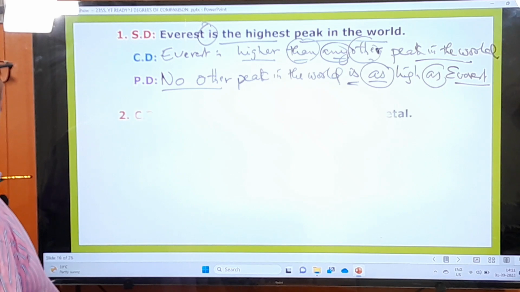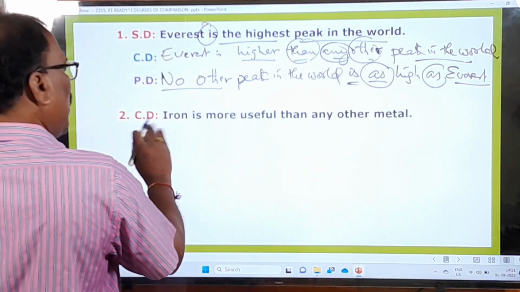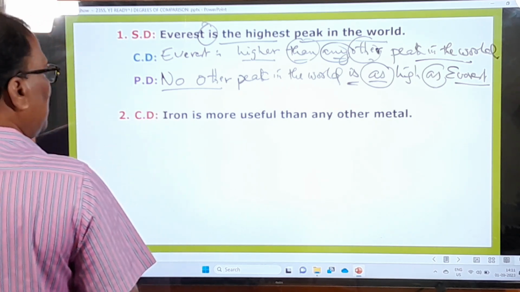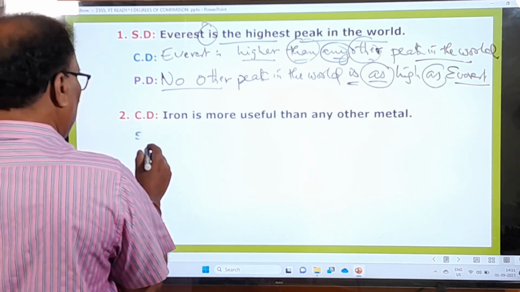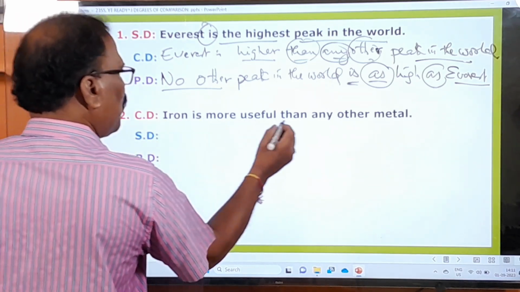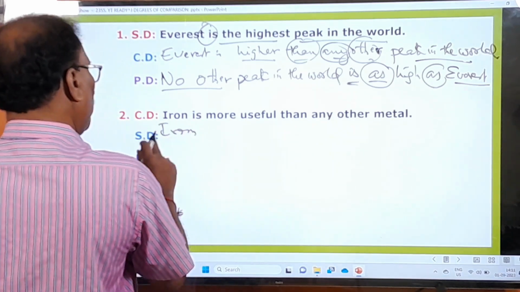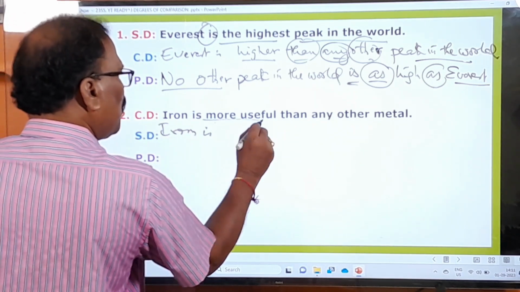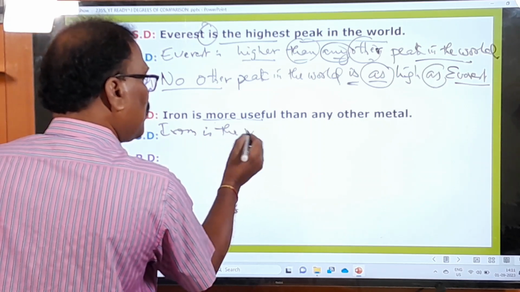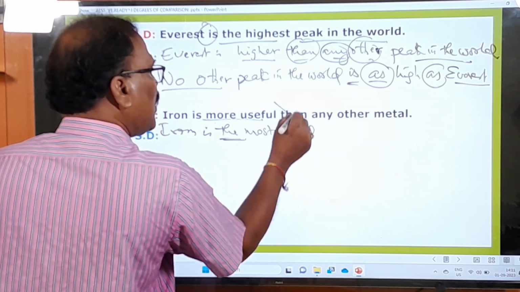And now number 2 is also there. Iron is more useful than any other metal. So here this is given in the comparative degree, and you have to change it into the next, superlative degree, then into positive. So let us see, iron is more useful than any other metal. Okay, and we are going to superlative. More useful should be turned into most useful, but before the superlative you have to use "the". So you have to say the most useful.